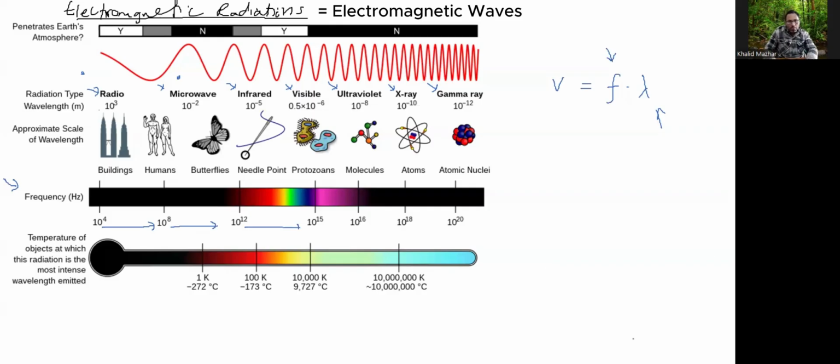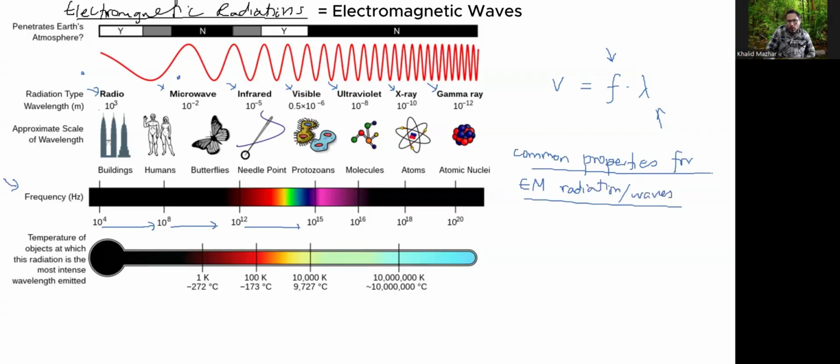Now, there are some common properties for all of them. They are separate in one way in their frequency and in their wavelength, but they have some common properties. And we need to know those common properties. So for your course, common properties for EM, electromagnetic radiations or waves, whatever you would like to call it. So what are the common properties?